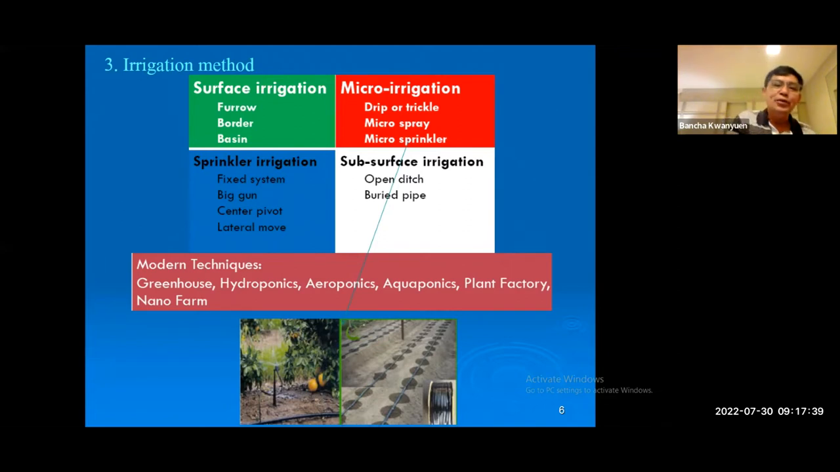Of course, if you look at the technologies nowadays that are used for crop production, you have a greenhouse system to protect the crop from the environment, from insects, and from other things that may be harmful or not really good for the crop. You have hydroponics, where you can irrigate and apply fertilizer at the same time, and other cool things like aeroponics, aquaponics, plant factories, and even nano farms. But it's a kind of application, from one to the other and more, okay?